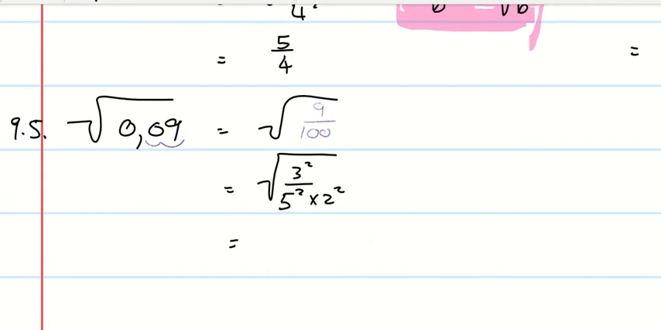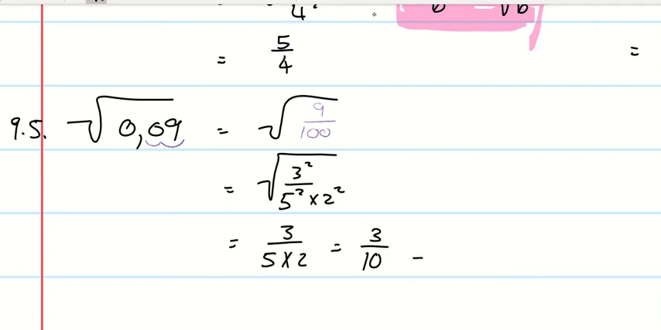And I'm only going to write down the bases. So it's 3 over 5 times 2, which is equal to 3 over 10. And if you type in 3 over 10, you will get 0,3.